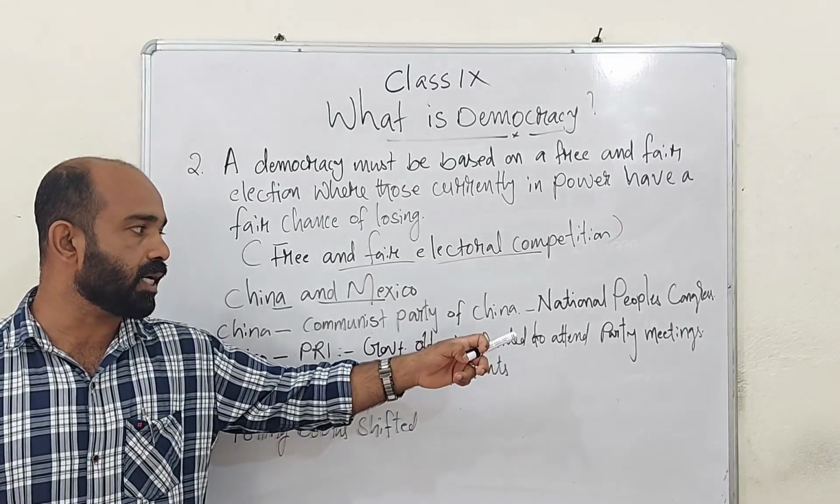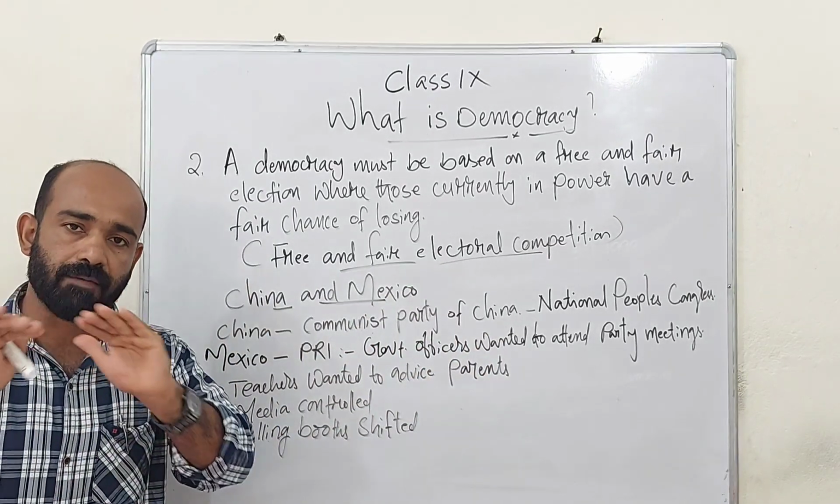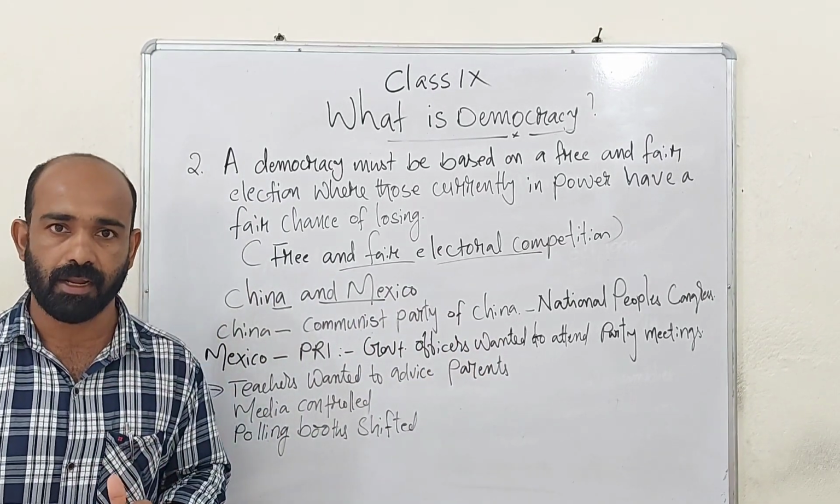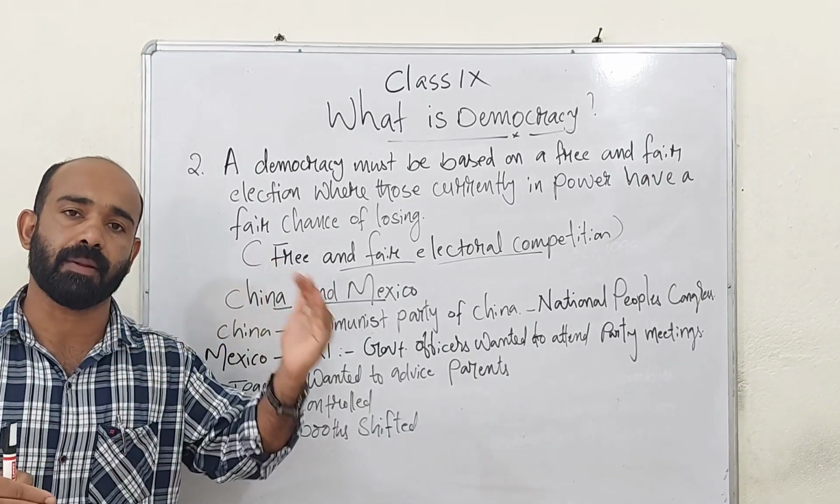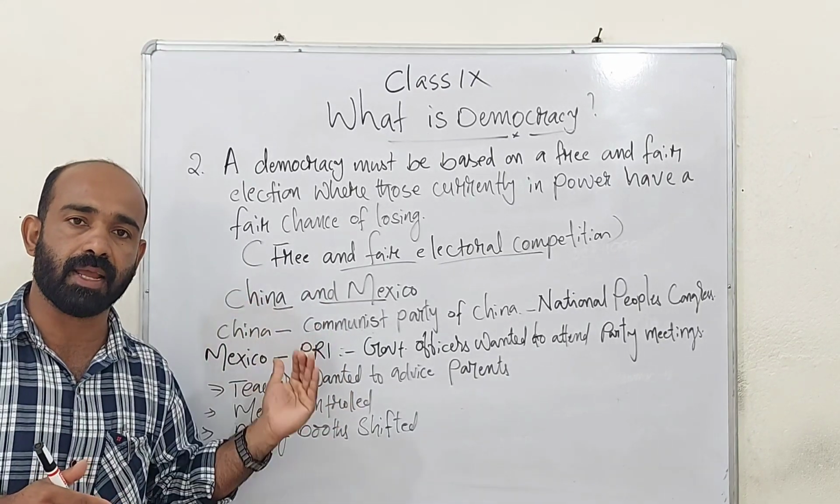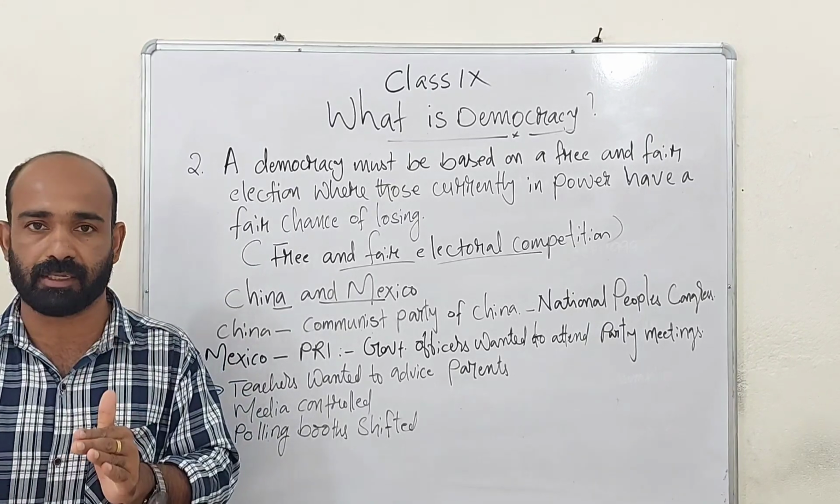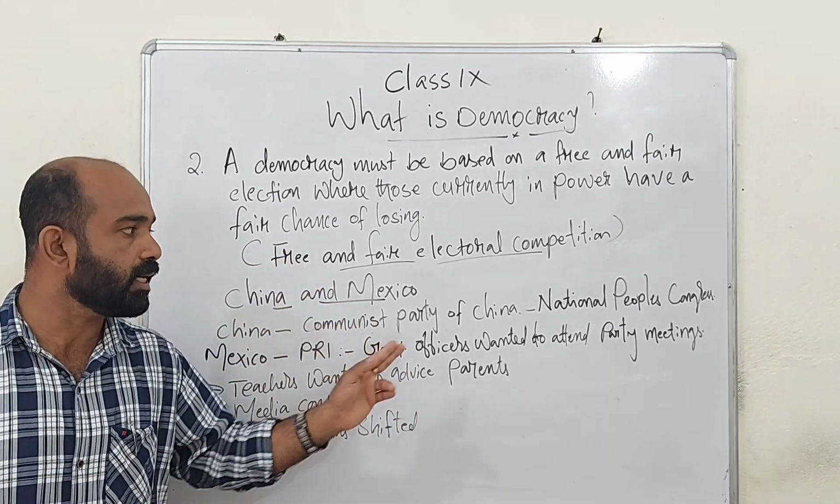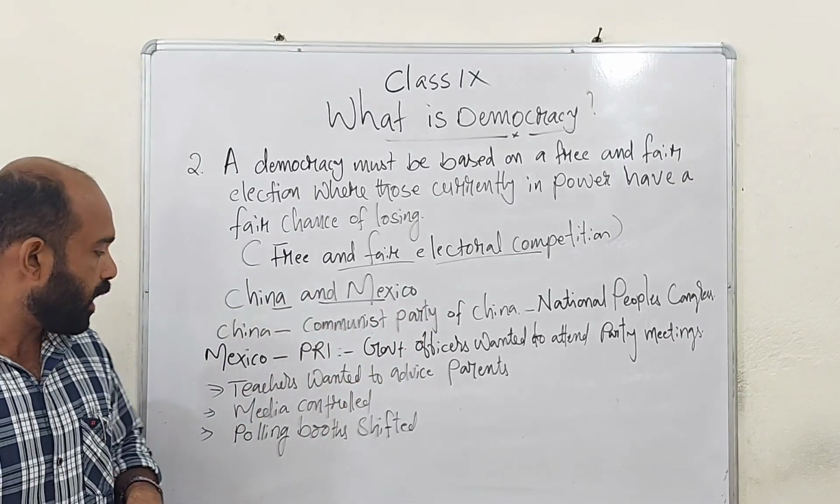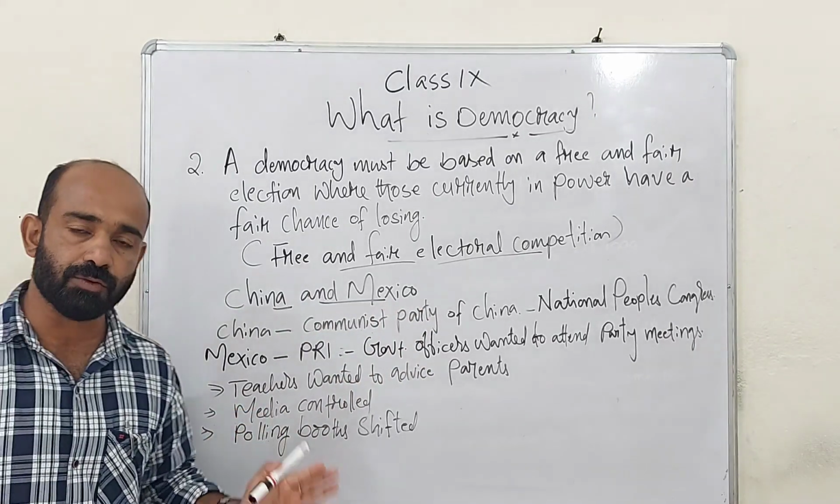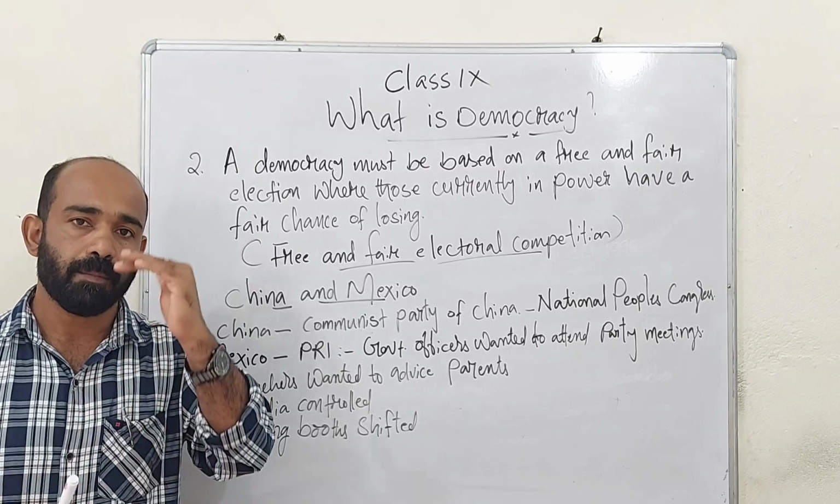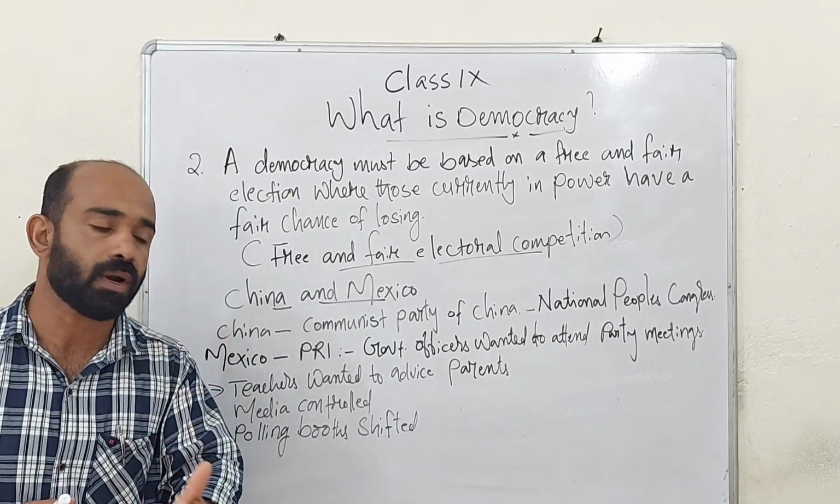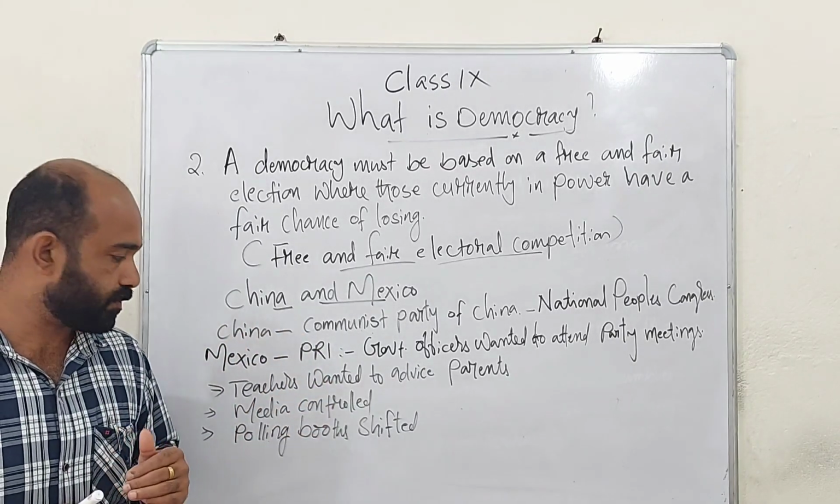Government officers were required to attend party meetings. All government officers of the country had to attend party meetings. Whenever PRI conducted their party meetings, all government officers had to be ready to attend. And government school teachers were made to advise parents to give their vote in favor of PRI.